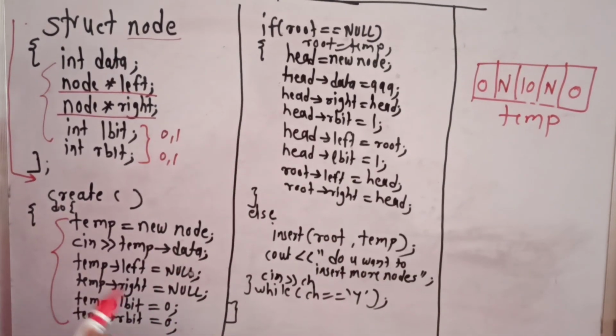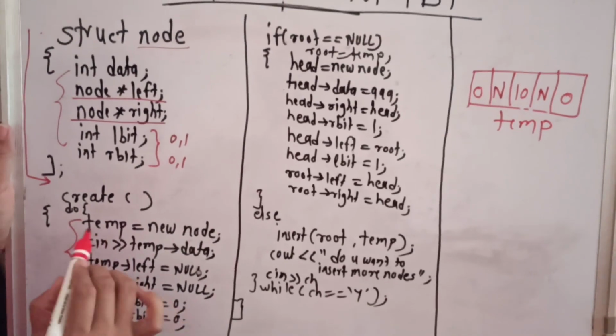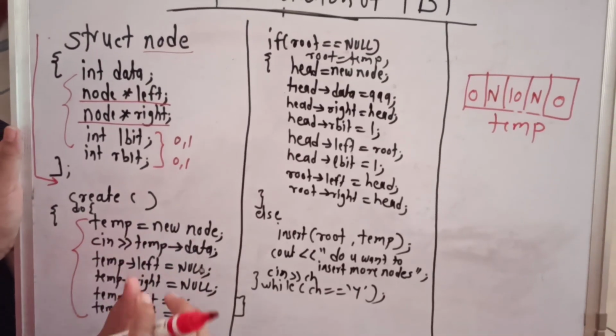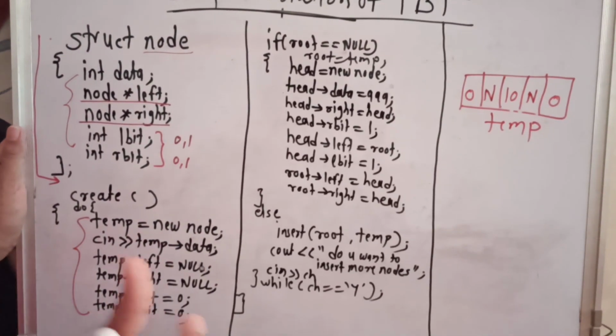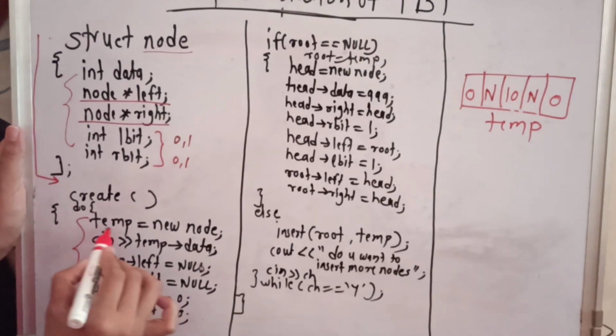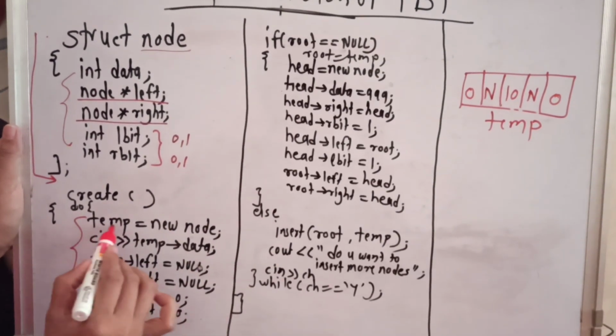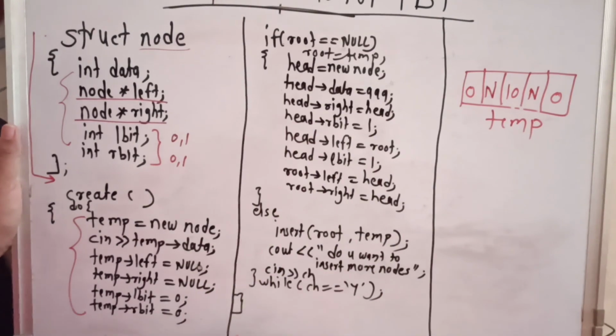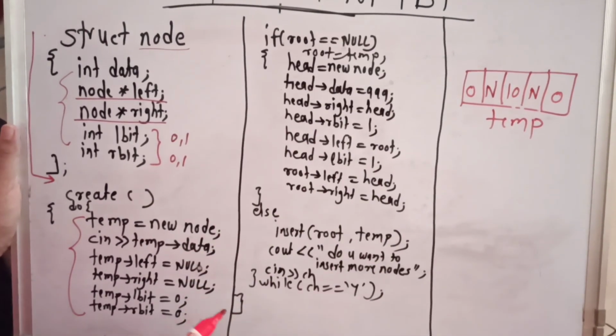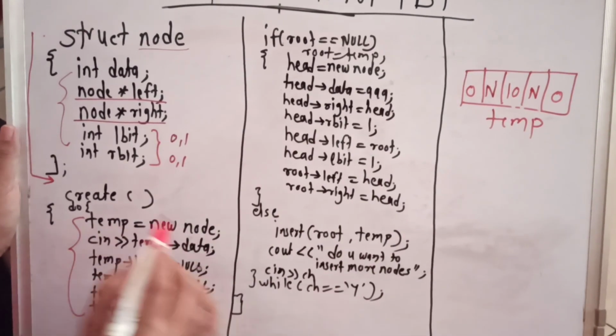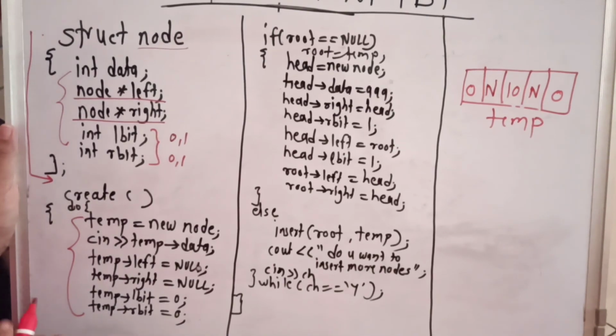Always remember this sequence is important. The statement temp is equal to new node should be the first, because it is going to allocate the memory for that node. You can take any other name also. I have taken the name temp for the temporary node creation. So this should always be the first statement: temp is equal to new node.